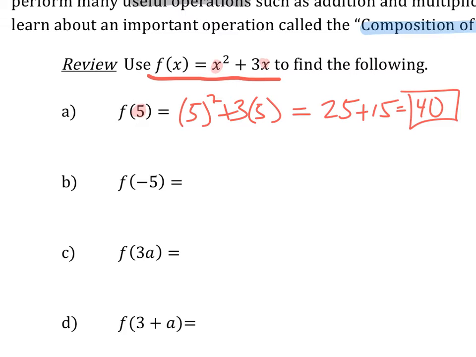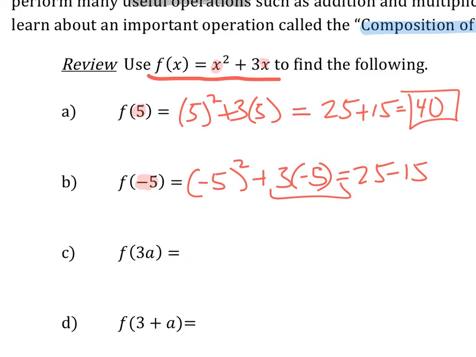And we get 25 plus 15, which is 40. Great. Not too tough. Well, what if we plug in -5? So -5 is our input now. Because of the negative, parentheses are real important there. So (-5) squared is 25, and then minus 15, because this is going to be a -15. And so that is a 10. There you got it.